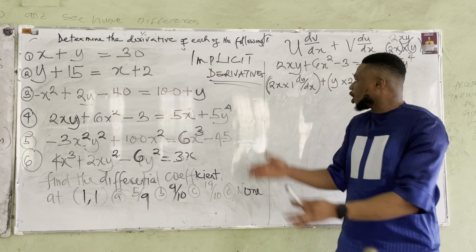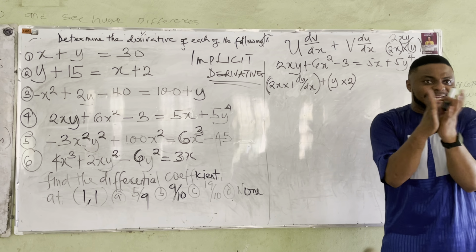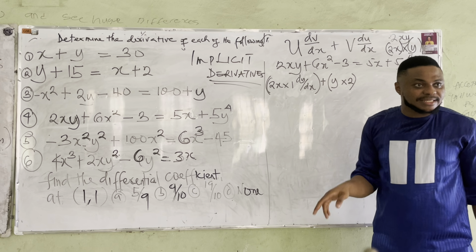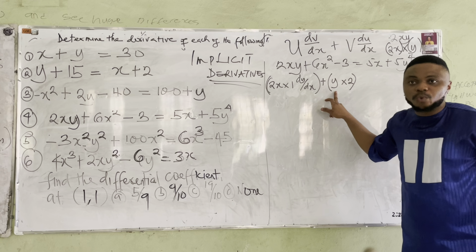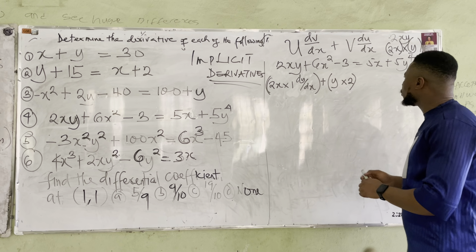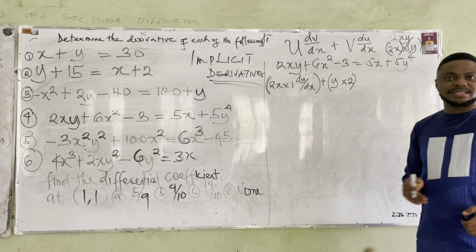x. So if you don't touch x, it's 2x, because 2 and x are together. If you touch y, it's 1 dy over dx. If you don't touch y, it is y, right? If you touch x, it is what? 2. Thank you.